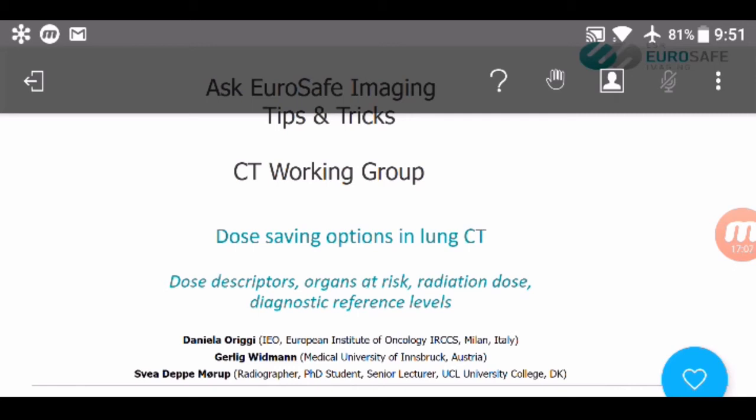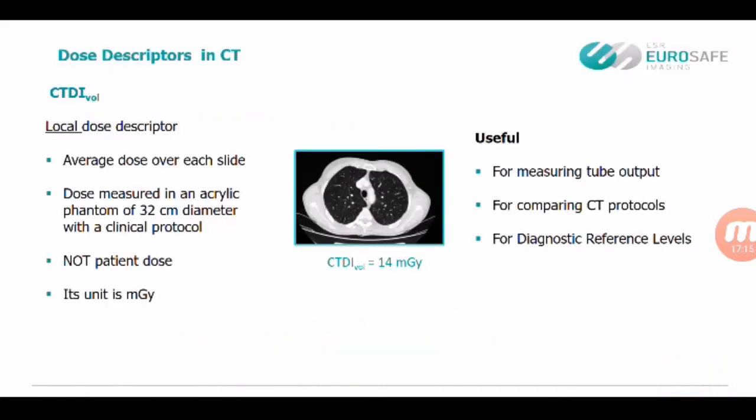So, as a medical physicist, I have to speak to you about those descriptors: organ at risk, radiation dose, and diagnostic reference levels. So, let's start with the main dose descriptor in CT. We have the volumetric CTDI.